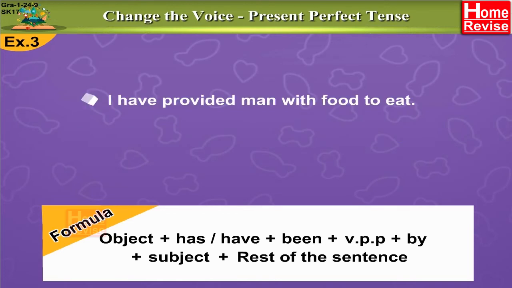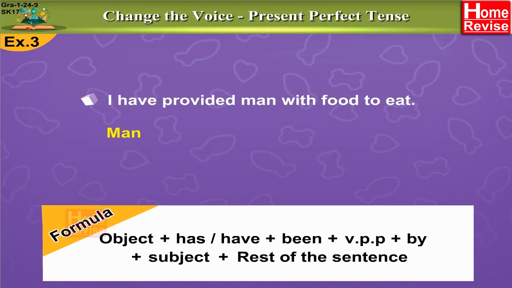Let's take another example. I have provided the man with food to eat. A little tricky sentence. So you may find it difficult to identify the object. If we ask question beginning with what, let's see if we get the answer. What have I provided? Oh, there is no answer for this question. So let's change the question and ask it with whom. Whom have I provided? The man. So here the object is the man.